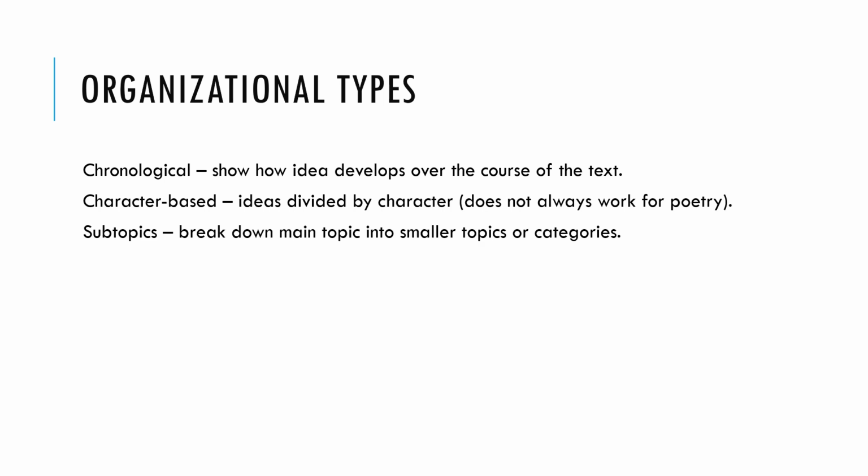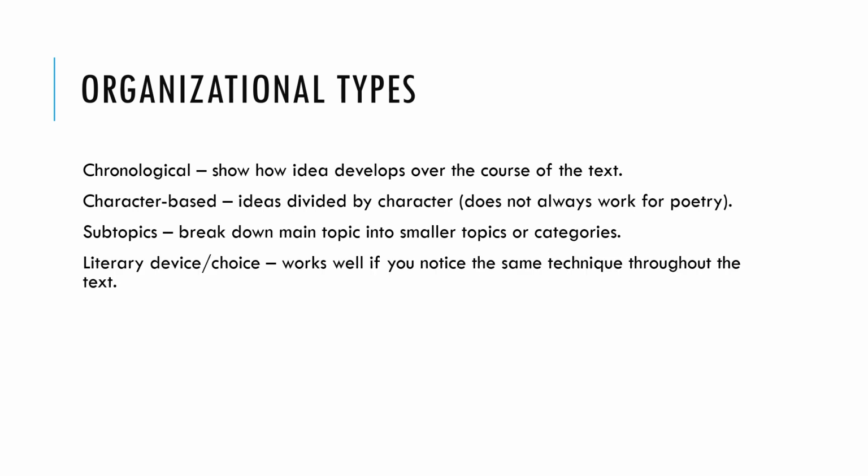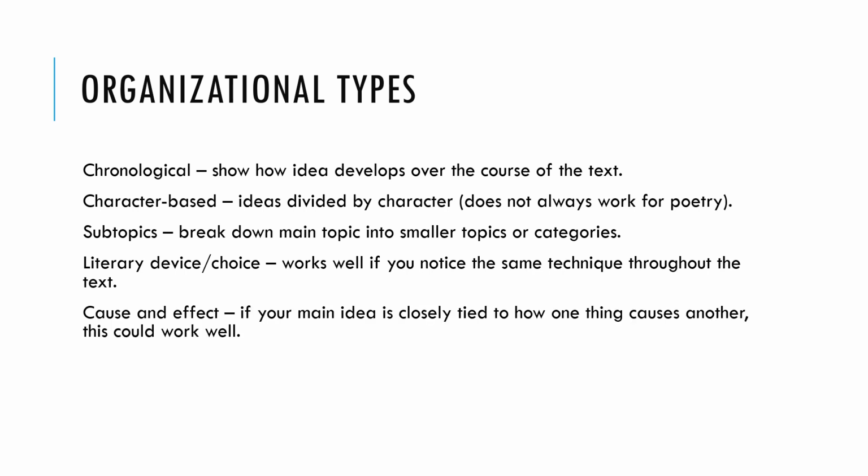Third one is subtopics. You actually take the big idea and you break it down into lots of smaller topics or categories that then you can pick apart with examples and writing techniques from the book. Fourth one is literary devices and choices. This is if you notice the same technique throughout the text. It can work really well that you do a paragraph about each of these really strong writing techniques that the author includes to help support their main idea or their theme.